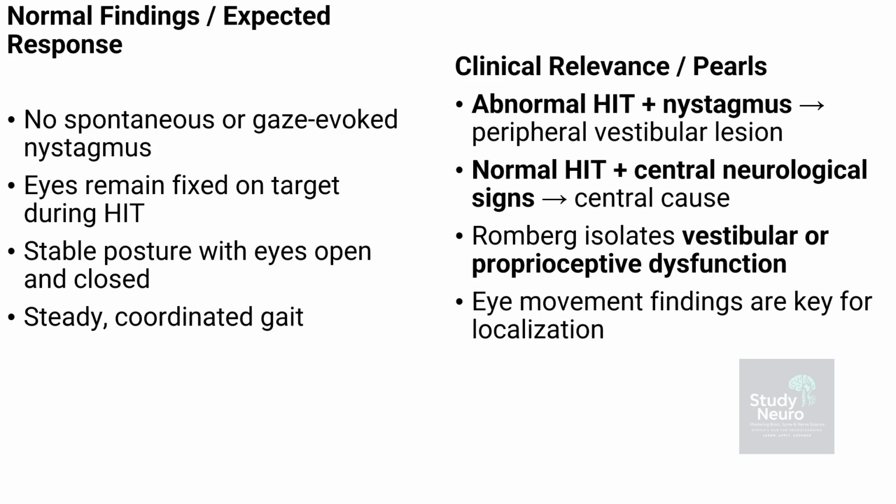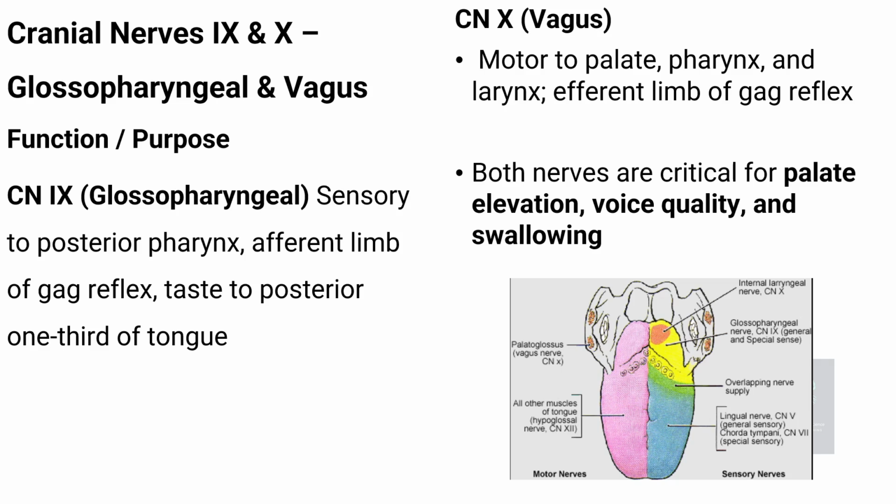When examining the glossopharyngeal and vagus nerves, we are primarily assessing the function of the palate, pharynx, and larynx. These nerves are essential for symmetric palatal movement, normal voice quality, and safe swallowing. Begin by asking the patient to open their mouth and say, "ah."